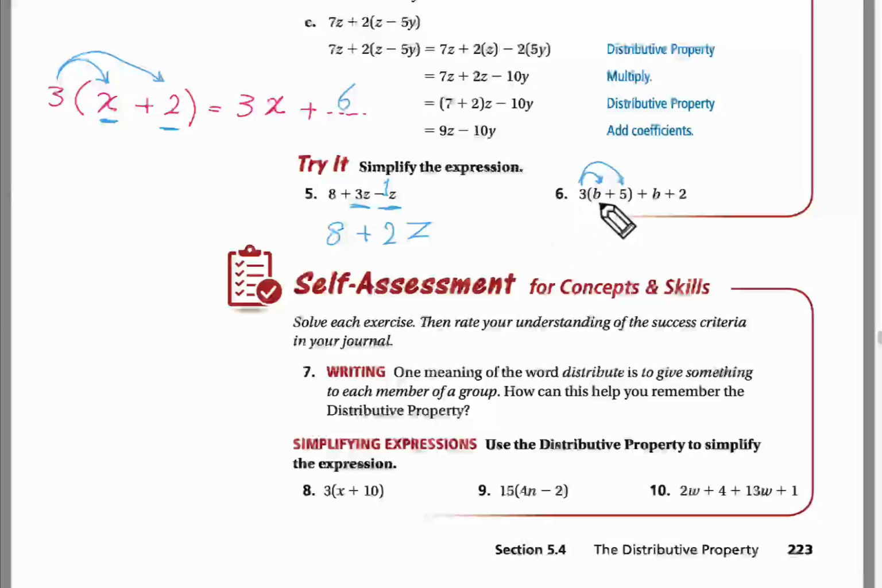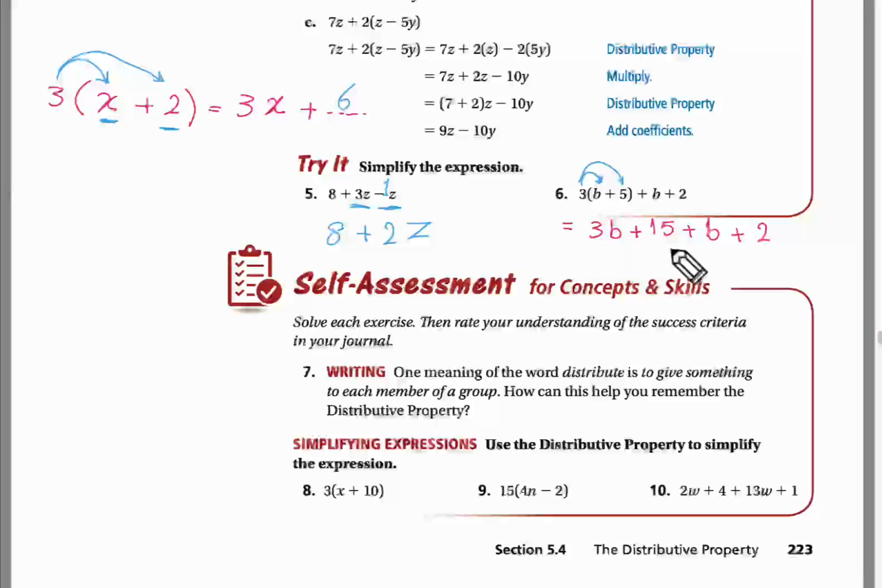3 times b, 3b. And 3 times 5, 15. It's plus because we don't change the sign. If it's plus, we use plus. If it's minus, we use minus. Okay, now we have left b plus 2. We should write them. So plus b plus 2.